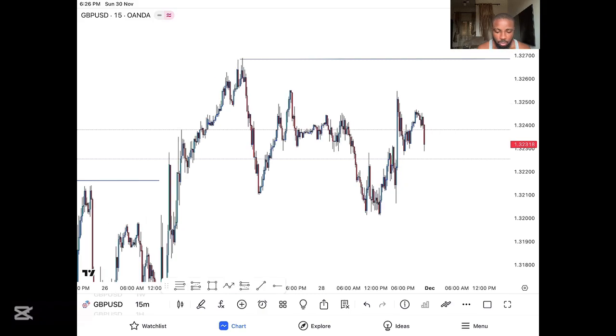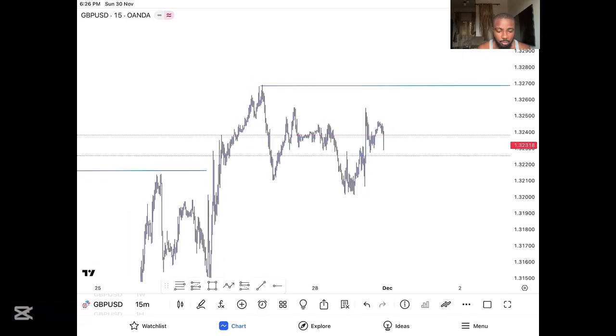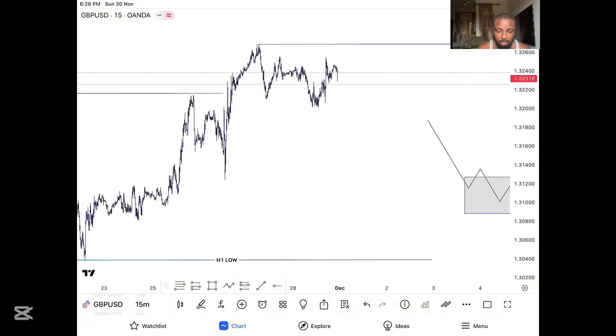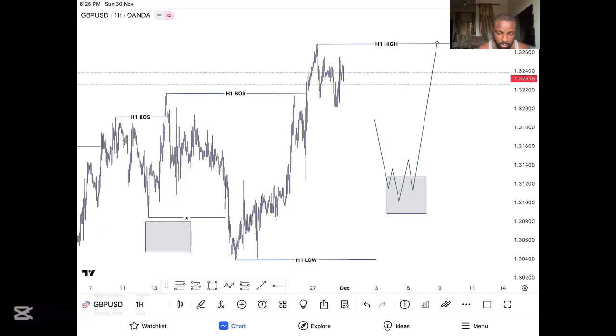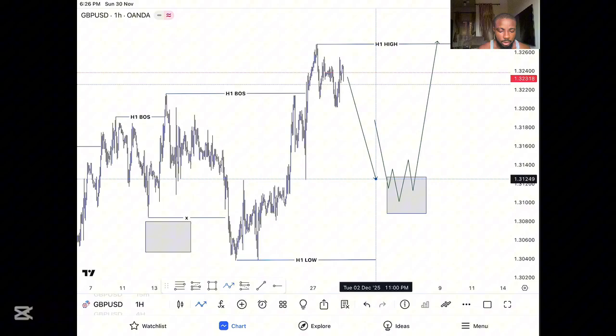So that's basically it for this week. I don't think I'll be looking for much this week. My bias this week is just sell to buy. I'll be selling GU from here, selling it if I see any opportunities to sell.